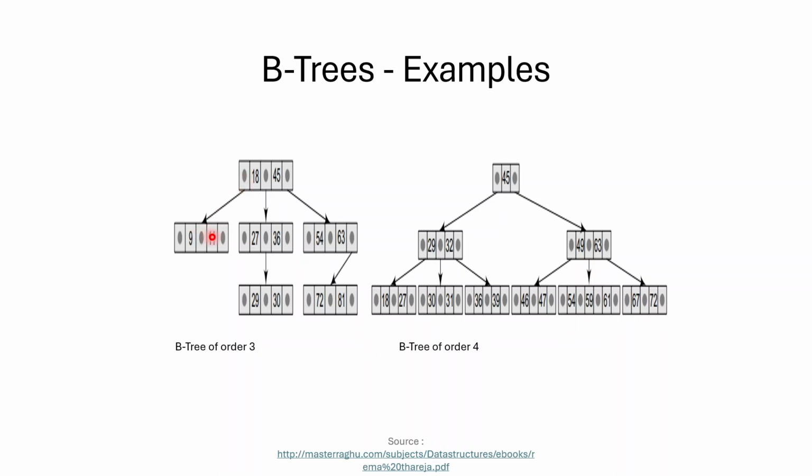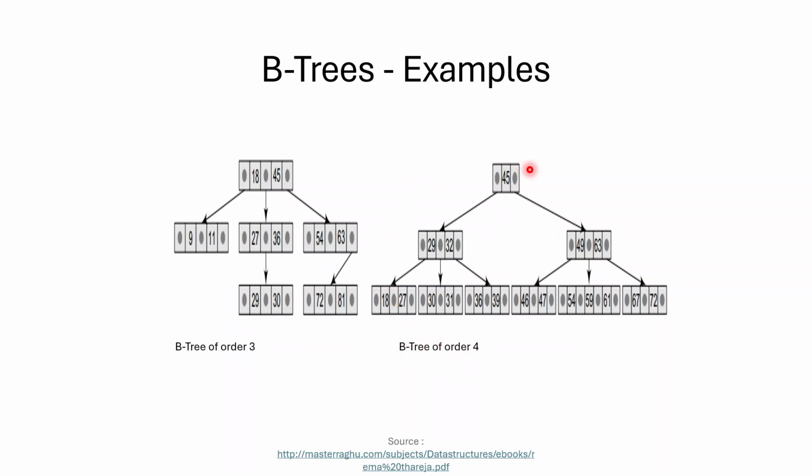So 9 and 11. Once again, in the leaf node also, we are having an order of 3. Whichever has a value lesser than 9 will be in the left pointer. Between 9 and 11, it will be in the center pointer, and more than 11 will be on the right pointer. Likewise, between 18 and 45, 27, 36, 29, and 30. More than 45, 54, 63, 72, and 81. So this is the B tree of order 3.